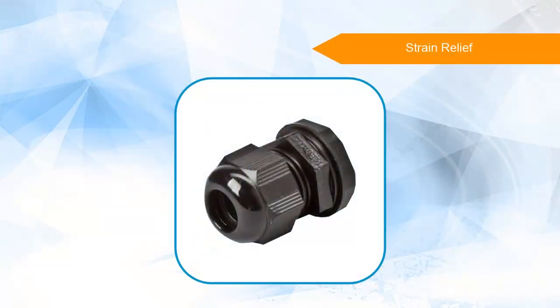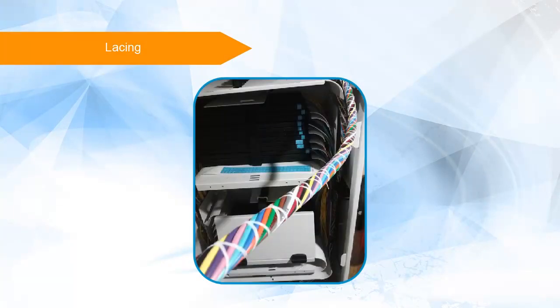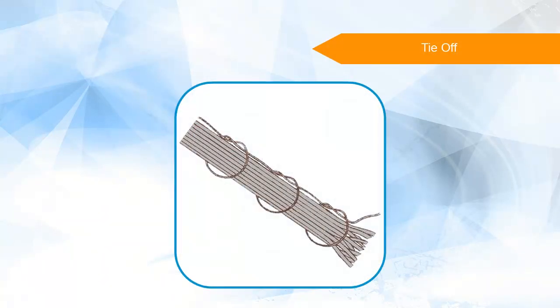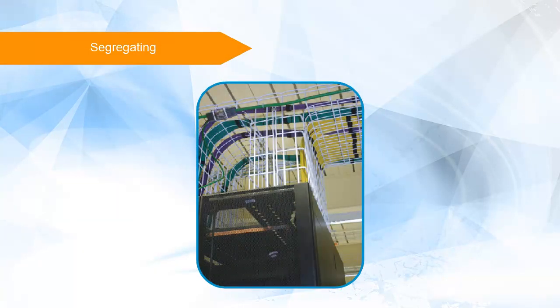Strain relief. Always use the recommended cable clamp as well as properly sized grommet inserts. Lacing. CommScope recommends wax lacing, which makes it easier to manage tension and reduces microbends. Tie-off. Installers should always use some type of insert for protection between lacings and the cable jacketing. Segregating. Because of weight issues, CommScope also recommends separate racking systems for fiber cables and copper cables.